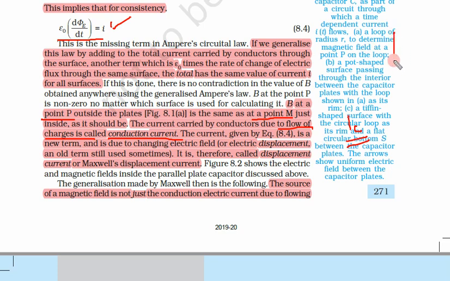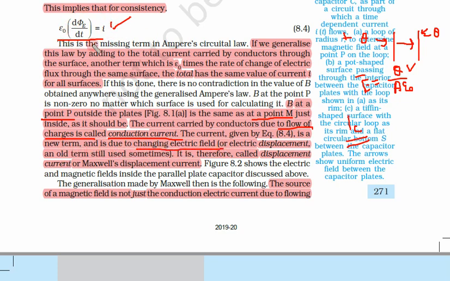So why electric field is changing? Electric field is changing because we are adding more and more charge. Positive charge on this side, negative charge on this side. So as the charge is increasing, electric field is also increasing, because electric field is nothing but Q upon A epsilon naught. So if this charge is increasing, electric field is also increasing. So electric field is changing with time.